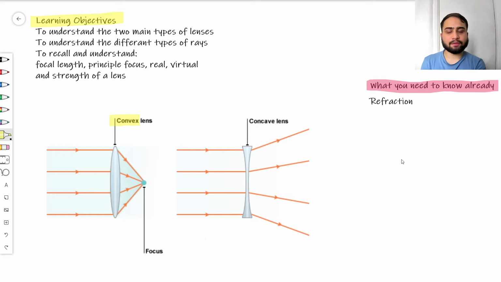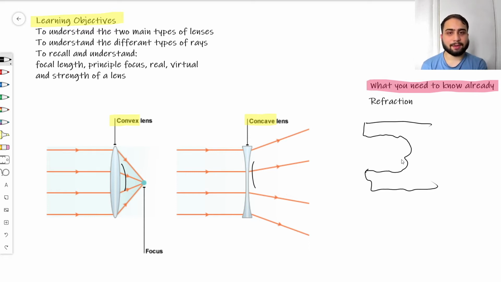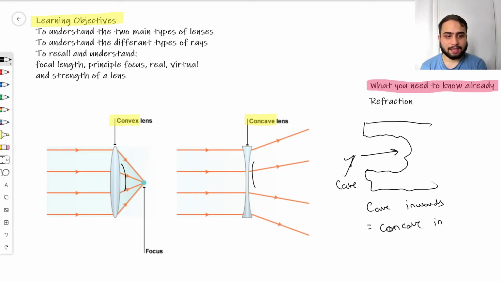We have convex lens and we have concave lens. The biggest difference between these two lenses is the way that they bulge. Here we can see that convex lenses bulge outwards and concave lenses bulge inwards. You can use something to help you remember which lens bulges which way. Here we have my very bad drawing of a cave. A cave bulges into the earth, therefore concave lenses, so let's do cave inwards equals concave inwards. So if you understand that concave lenses bulge inwards, you also understand that convex lenses, the opposite, bulge outwards.